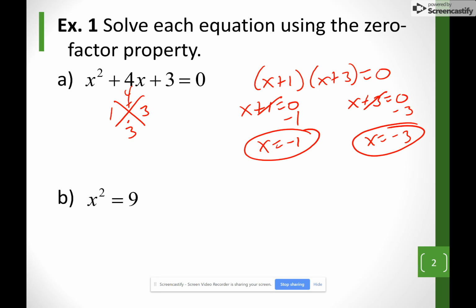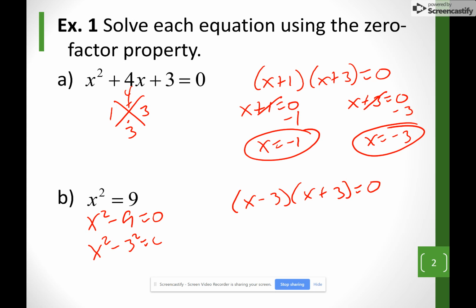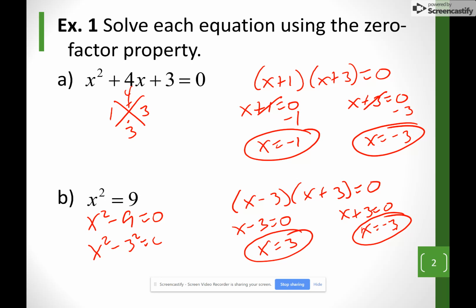Now looking at example B, the right side is not equal to 0, so let me move the 9 over as x squared minus 9 is equal to 0. But 9, I'm looking at this as x squared minus 3 squared is equal to 0. So that is the difference of squares. I'm going to factor that as x minus 3, x plus 3 is equal to 0. So I'm going to say that x minus 3 equals 0, and x plus 3 is equal to 0. Solve each equation. X happens to be 3, and x happens to be negative 3.